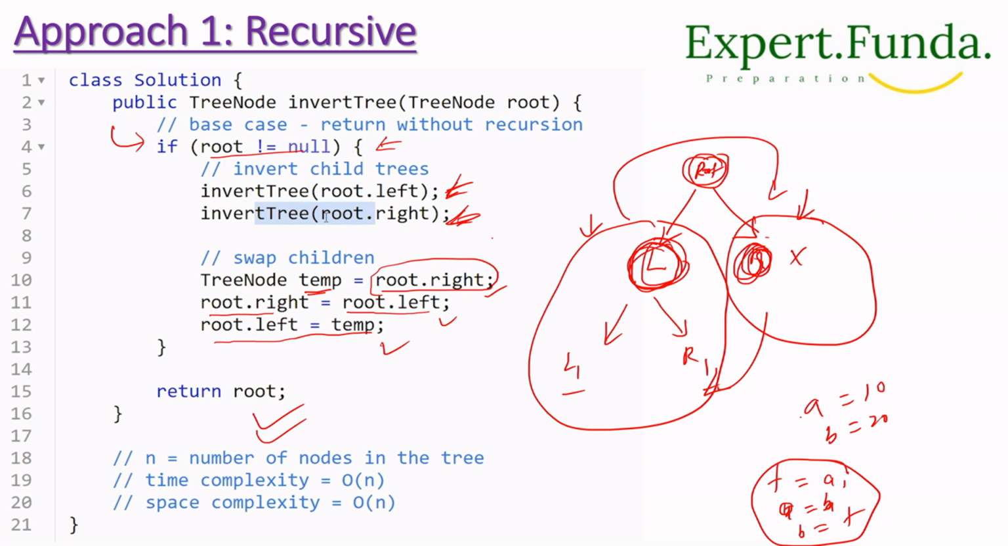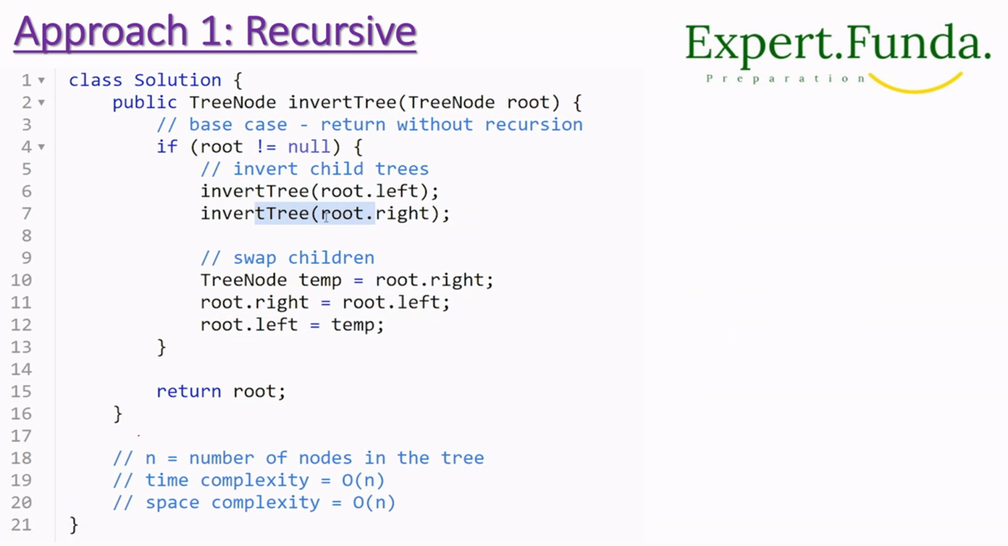So in this way, all the subtrees will get worked on. It will invert all its subtrees. So first, if we talk about the root one.